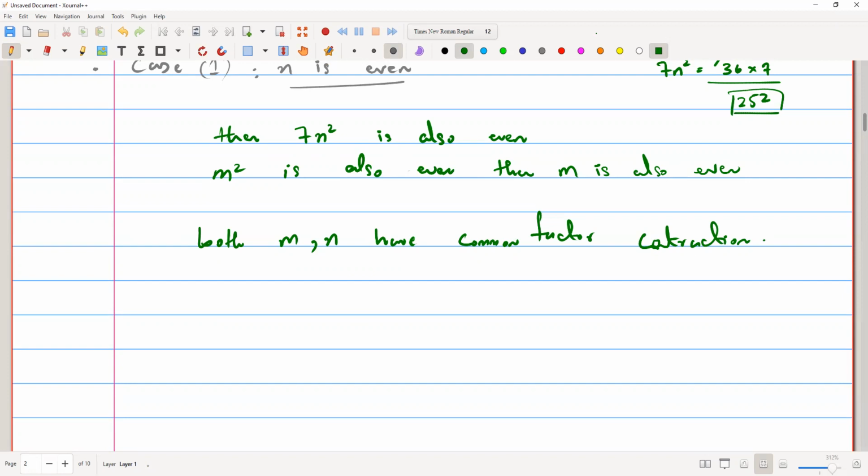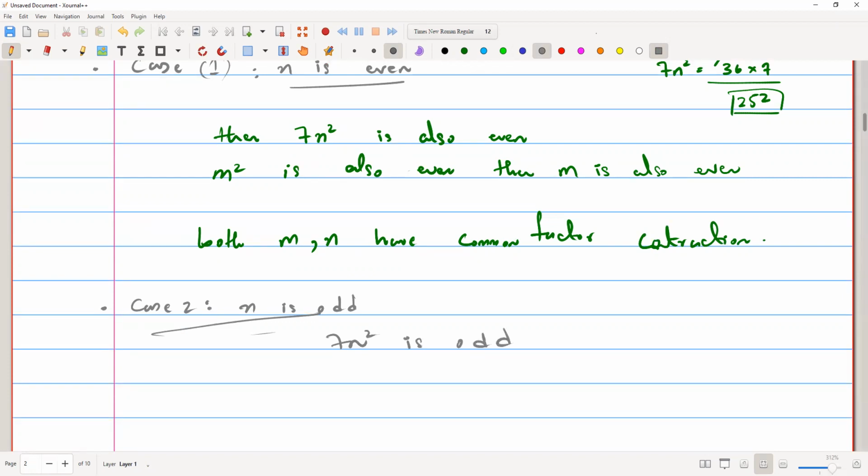Then the second case, case number 2, is that n is odd. Okay, so now in this case, if n is odd, then 7n squared is going to be odd.